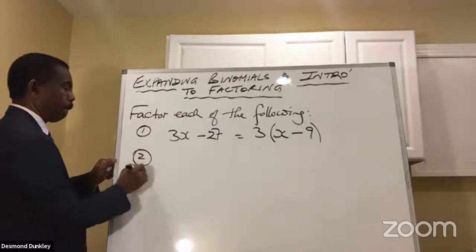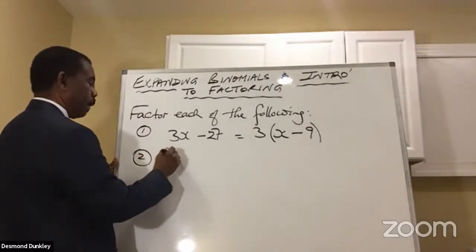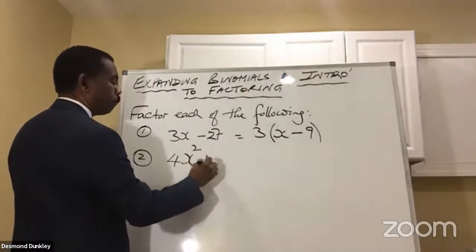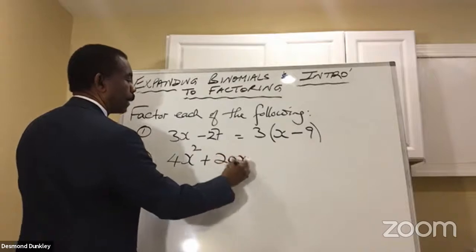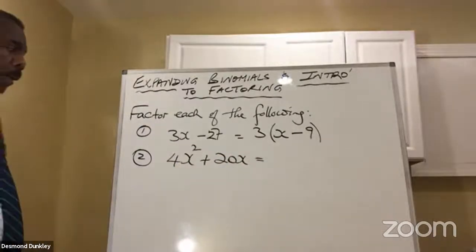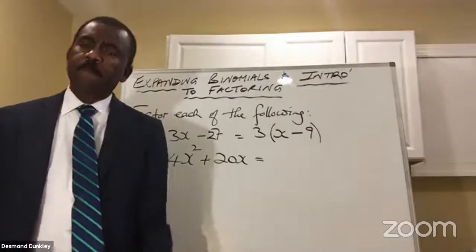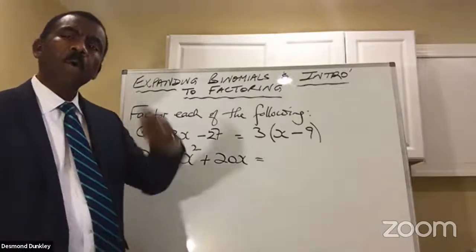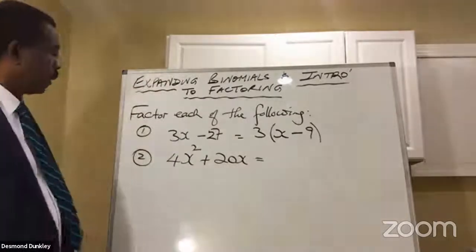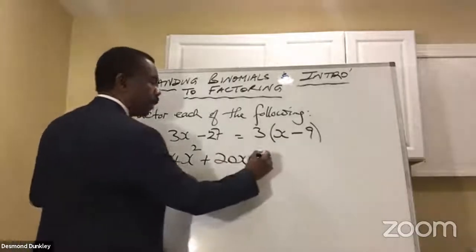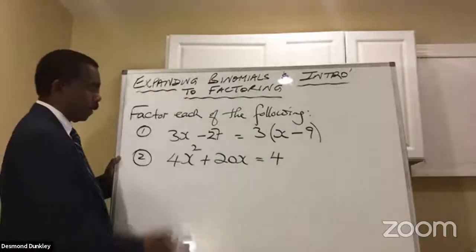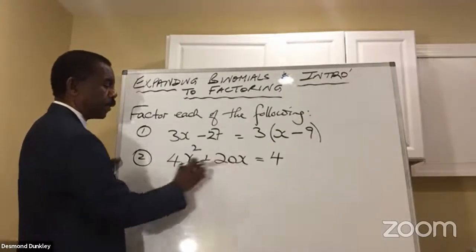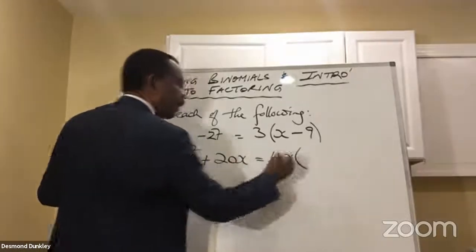Number 2. If we had, say, 4x squared plus 20x. What is the GCF? What is the greatest expression that you can get out of both this and that without a remainder? So for 4 and 20, the number that you could get is 4. But there's an x squared and there's an x. So x is common to both terms. So I could actually take out an x as well.